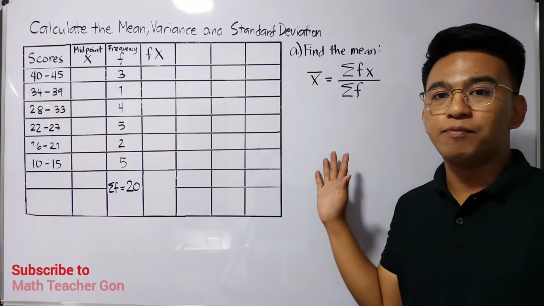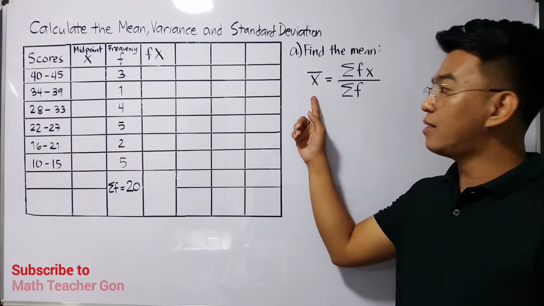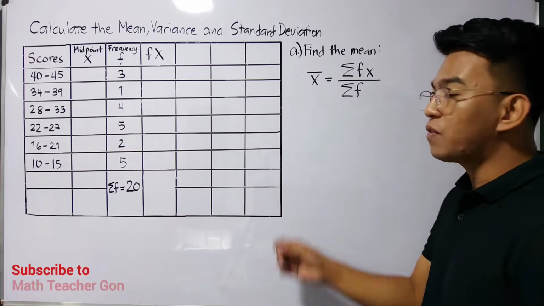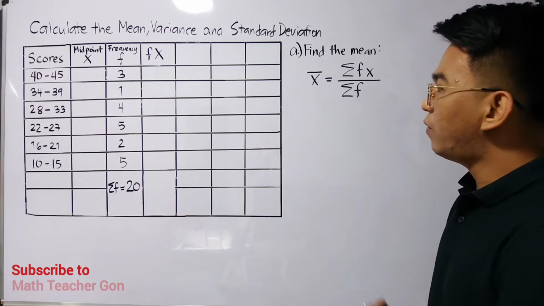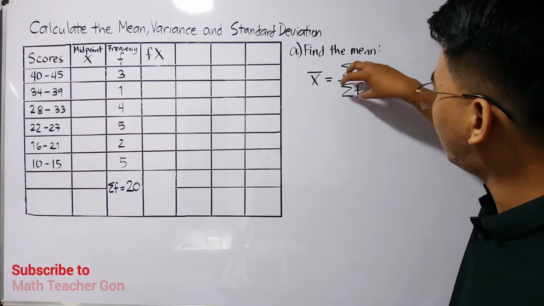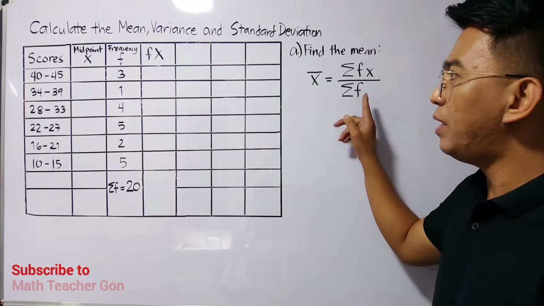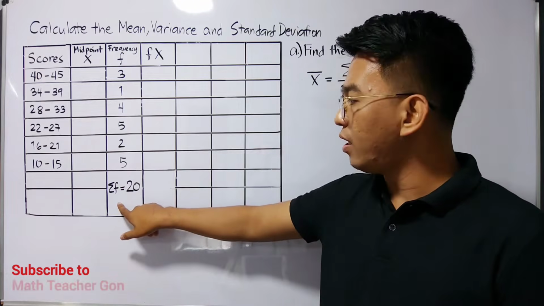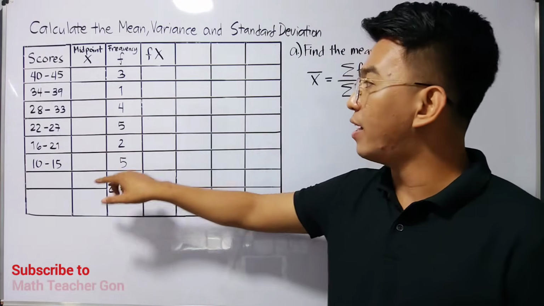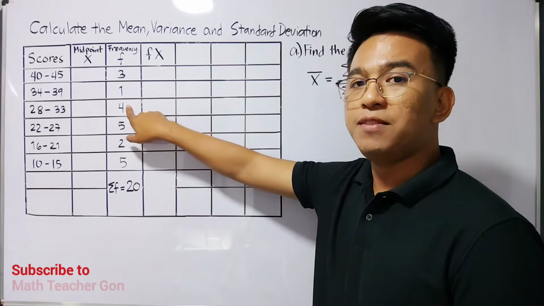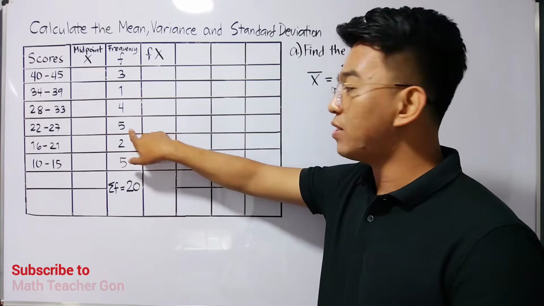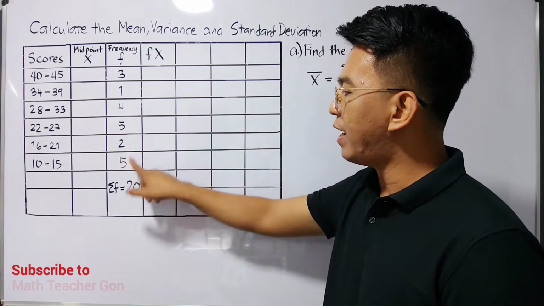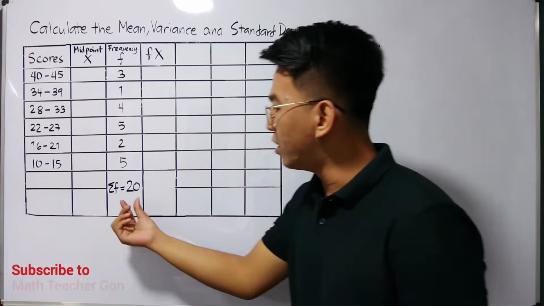Now, for the calculation of the mean, we need this formula. Bar x, which represents the mean, is equal to the summation of fx over the summation of f. First, we need to figure out the summation of f, which is the sum of all the frequencies. We have 20 as the answer because I added 3 plus 1, which is 4, plus 4, which is 8, plus 5, that will give us 13, plus 2, this is 15, plus 5, that will give us 20. So we are done with this one.